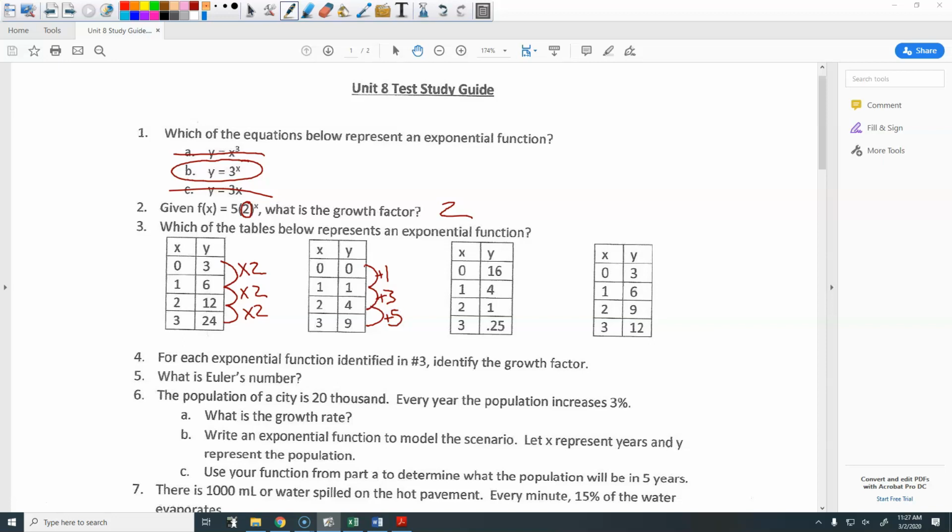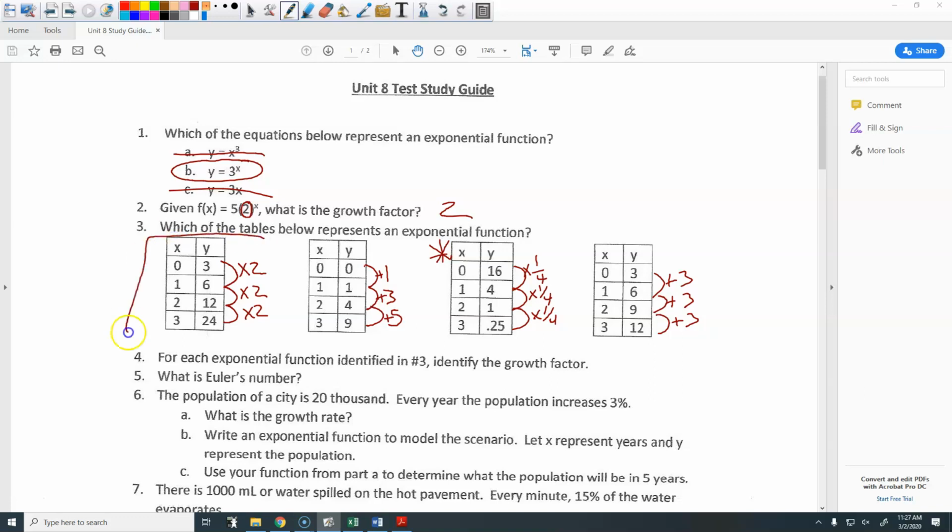Next one here, to go from 16 to 4, and then from 4 to 1, and then 1 to 0.25, is multiplying by 1/4 each time. As for this one over here, it's going up by just adding 3. So, now some of you guys probably were thinking divide by 4 for this one. But just so you know, dividing by 4 is the same thing as multiplying by 1/4.